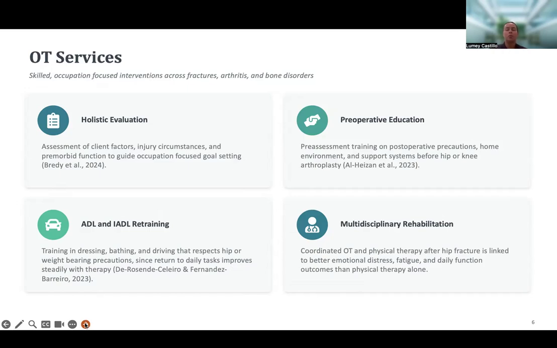And the multidisciplinary rehabilitation is to coordinate occupational therapy and physical therapy after hip fracture, which is linked to better emotional distress, fatigue, and daily function outcomes than physical therapy alone.